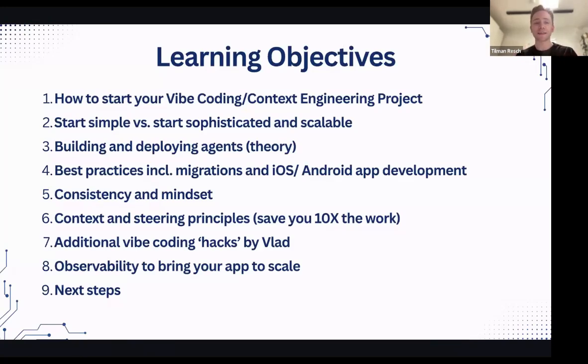What we're going to cover today is this: how to start your vibe coding context engineering project, how to get started, and how to make sure you're not ending up in a mess. How to start simple, but really also with a foundation with which you can scale. How to build and deploy agents. You don't want to only build an application, but maybe you also want to build agents. Best practices, for example, if you want to migrate from one platform to another. If you say, I have this cool web app, but now I want to build an iOS or Android app.